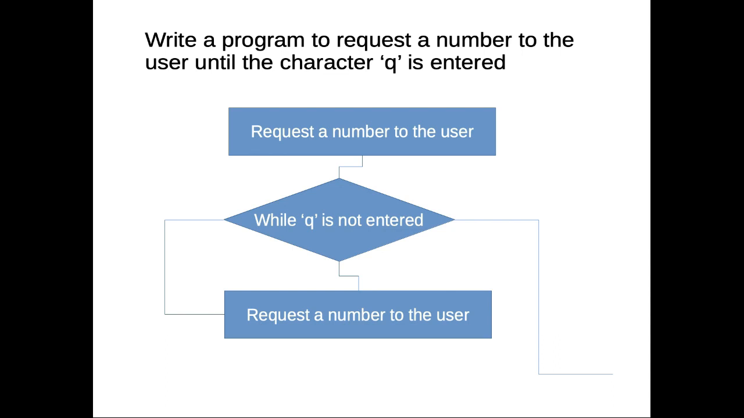Here is the approach we will follow. First, request a number to the user. If the input entered is not equal to Q, then we will request another number. If the input entered is Q, the while execution will stop. Now we will translate this to code.